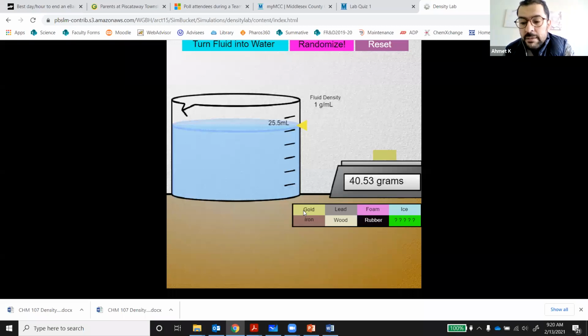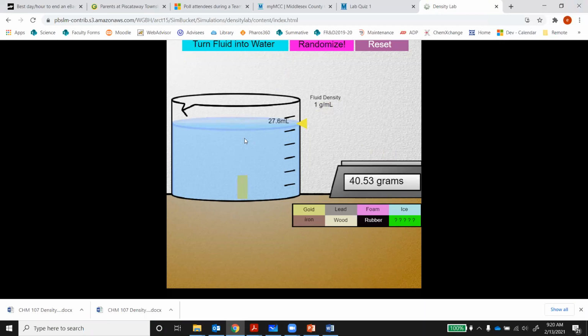It can be 10, it can be 15, it can be 2. It doesn't really matter. It's the difference. When you add this gold here, now it changes, and the difference is going to give you the volume of your material. Okay, I got it. Make sense? Thank you.